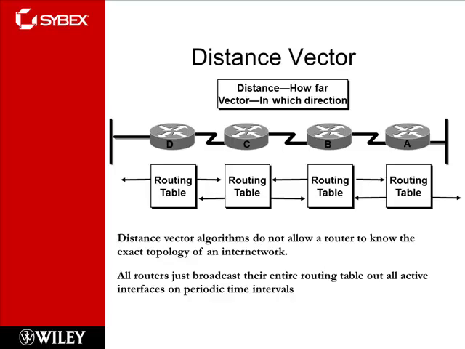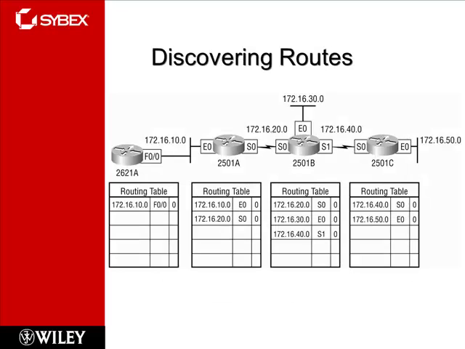All routers just broadcast their entire routing table, and as you get more routers, it's going to take more bandwidth because the routing tables are going to get bigger. They broadcast the entire routing table at specific time intervals. RIP every 30 seconds will do that. This is discovering routes, kind of an example here.